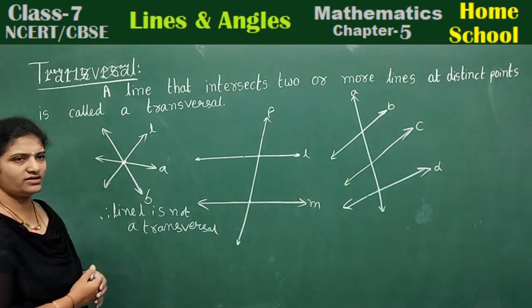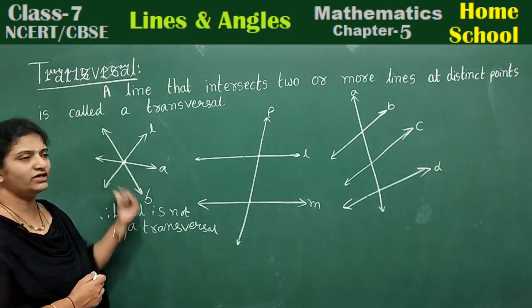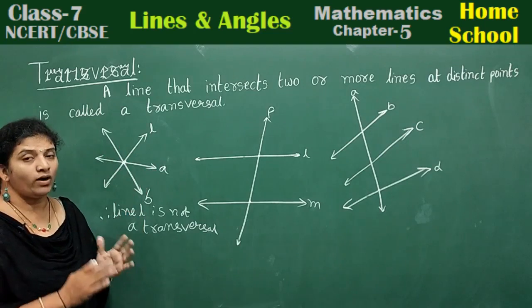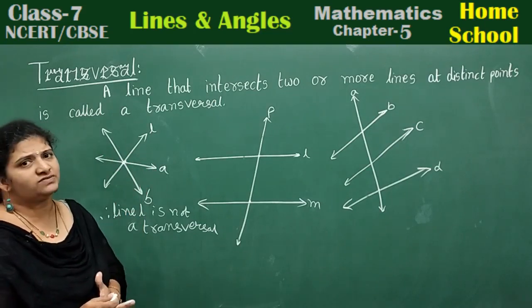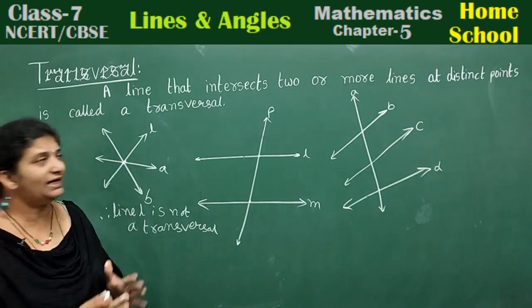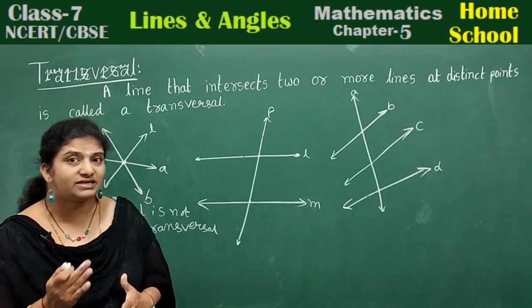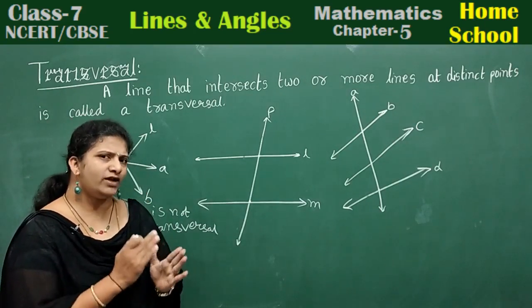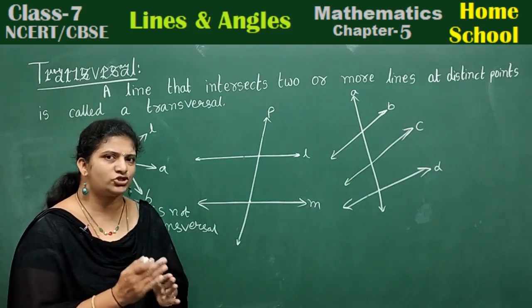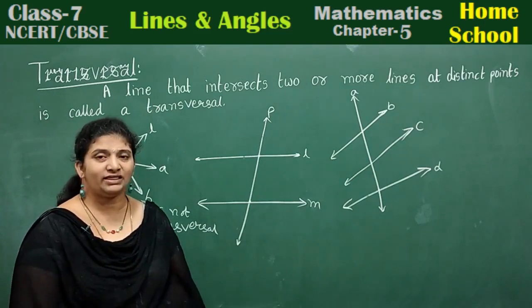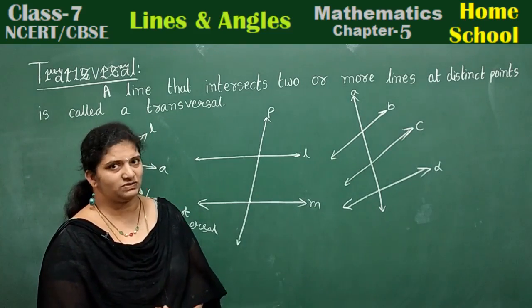For any line you consider, is A a transversal for the other two lines? No. What is the condition to be a transversal? A line that intersects two or more lines at distinct points. The transversal should intersect at different points. Okay, then we call that a transversal.